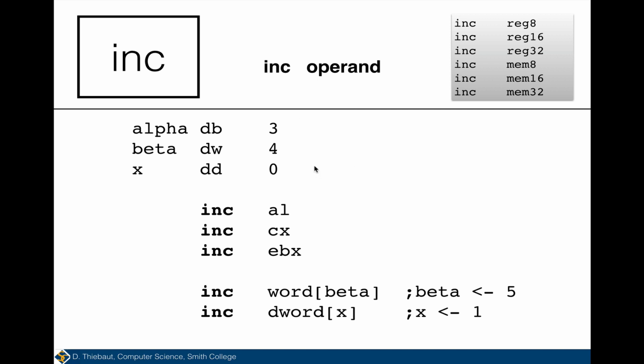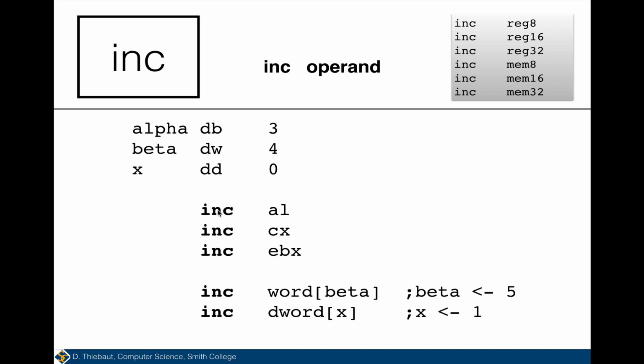So here are examples. Here I have 3 variables, alpha, beta, and x. Alpha is a byte, see the db here. Beta is a word, 16 bits, and stores the number 4. And x is a double word of 32 bits, and it contains 0. So these are my 3 variables in my data section. I don't show section .data and section .text to simplify the code here, but you would need that.